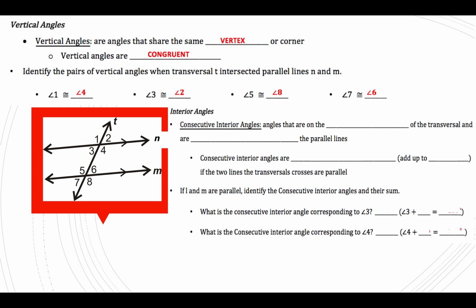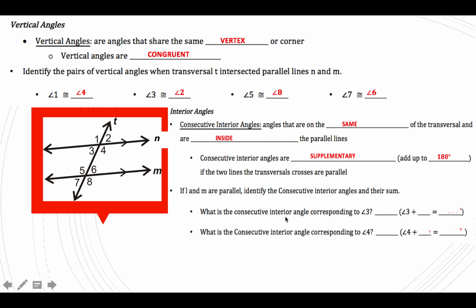Interior angles, consecutive interior angles are on the same side of the transversal and are inside the parallel lines. Consecutive interior angles are supplementary and add up to 180 degrees if the two lines that the transversal crosses are parallel. If L and M are parallel, identify the consecutive interior angles and their sum.